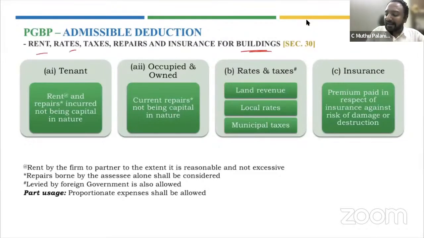So rent, rates, taxes, repairs and insurance. This is what is covered under section 30. So what if you're a tenant? If you're a tenant, any revenue expenditure that you have incurred is eligible. What if you're the owner-occupier? Any revenue expenditure that you have incurred is automatically also considered.